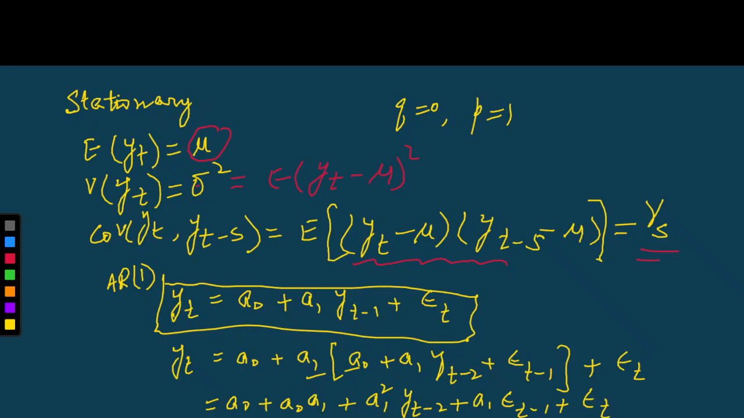If we keep on substituting backward, it will be A0 times 1 plus A1 plus A1 square and so on, plus A1 raised to power t minus 1, plus A1 raised to power t times Y naught, which means you have reached back till Y naught. This can be summarized as the sum of A1 raised to power I times epsilon t minus I, where I varies from 0 to t minus 1. So note down this equation. I am going to rewrite it on the next page.